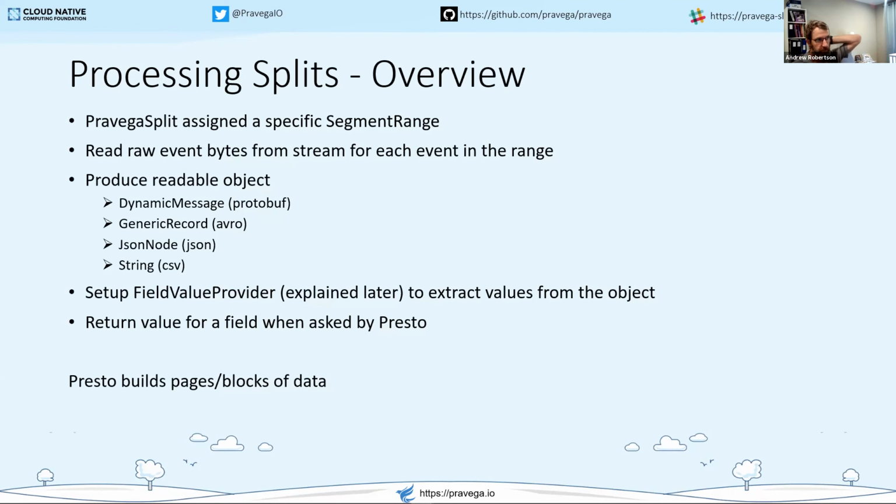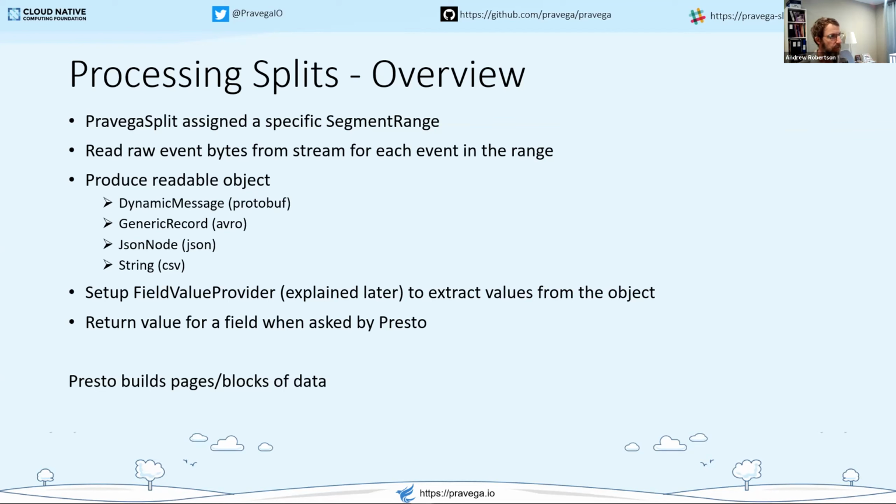Okay, so again, I'll touch more on the future work that makes all that a little bit more seamless and more user friendly. So, processing splits. This is actually the core work that the connector is doing to get the data. So the splits are defined, and then they're sent out to the workers, right? So a worker is going to be assigned a split, and in our case, that split is going to be mapped to a specific segment range, right? So we're going to be looking at a segment range of one specific segment within a stream. And that's what that split is responsible for returning data from.